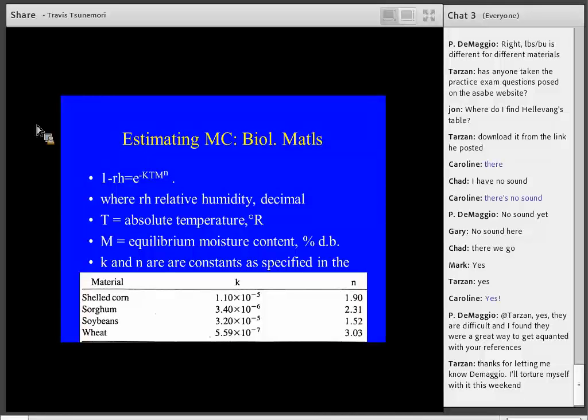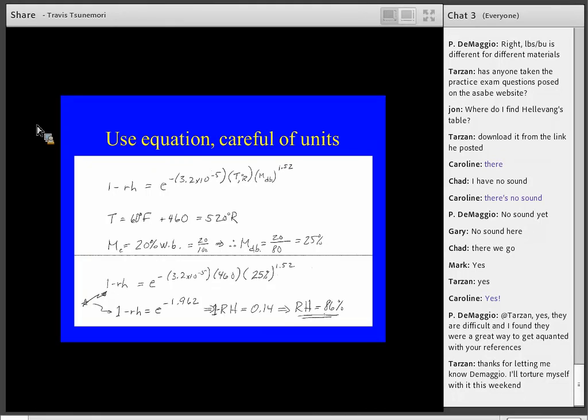So we bring those forwards, plug them in. K, 1.52, and 3.2 times 10 to the minus fifth. E2, that whole mess, so calculate that, e to the minus 1.962. 1 minus RH is 0.14, so the relative humidity is 0.86 or 86%. Now, what is that close to?